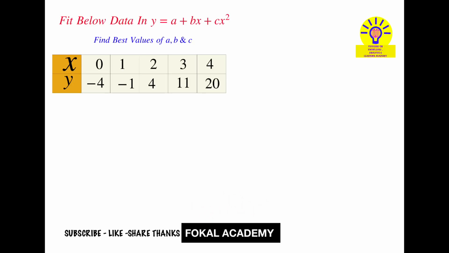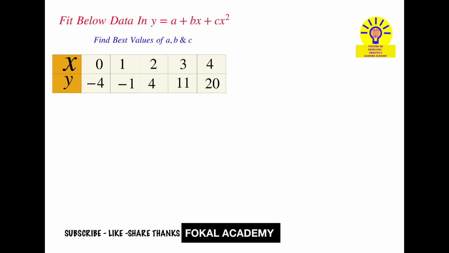Since problem, here some data is given. So x equal to 0, 1, 2, 3, 4. For the corresponding x values, the y values are there. Now how can you fit this data into the parabolic equation, that is y equal to a plus bx plus cx square? Now how can you find the best values, that is a, b, c?